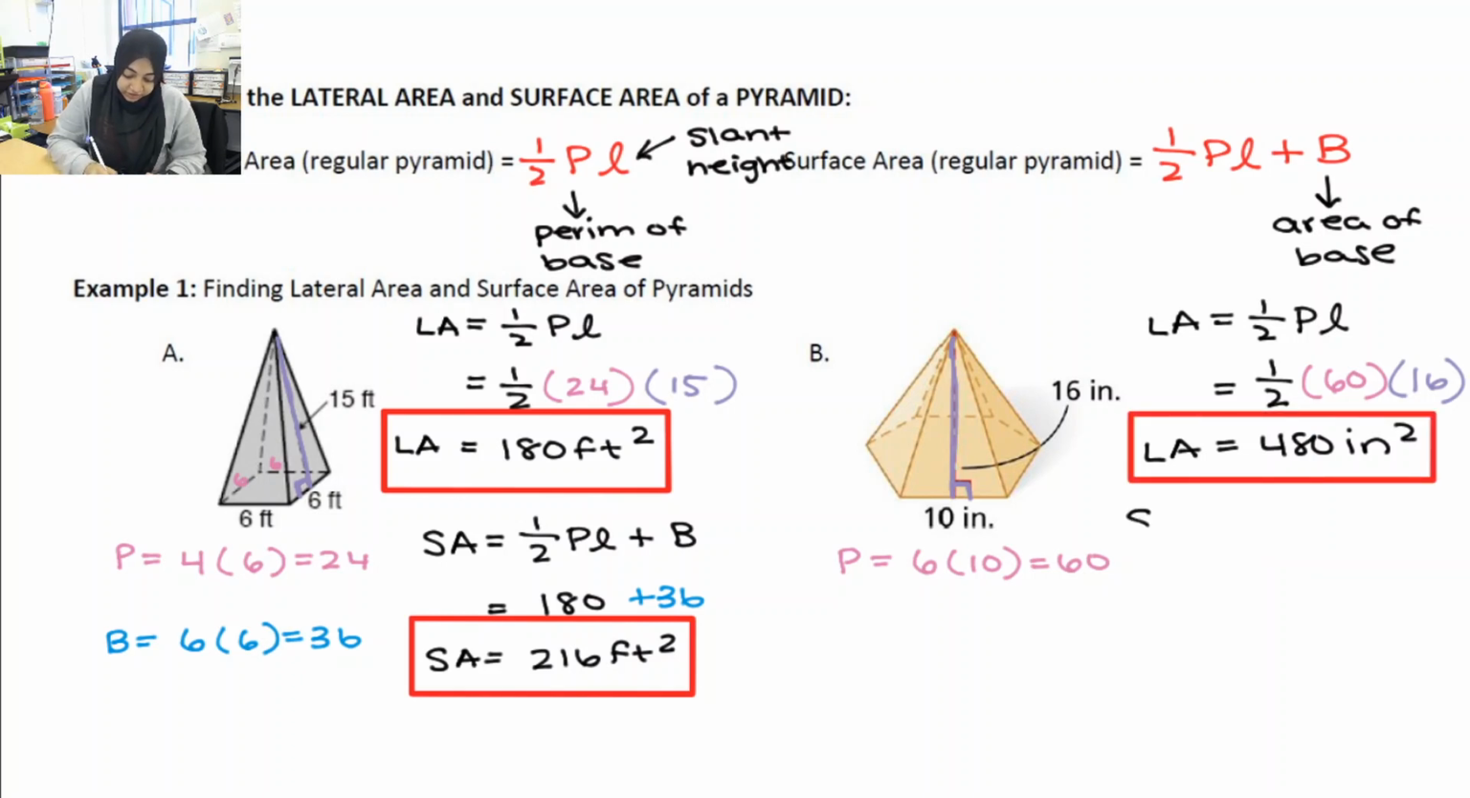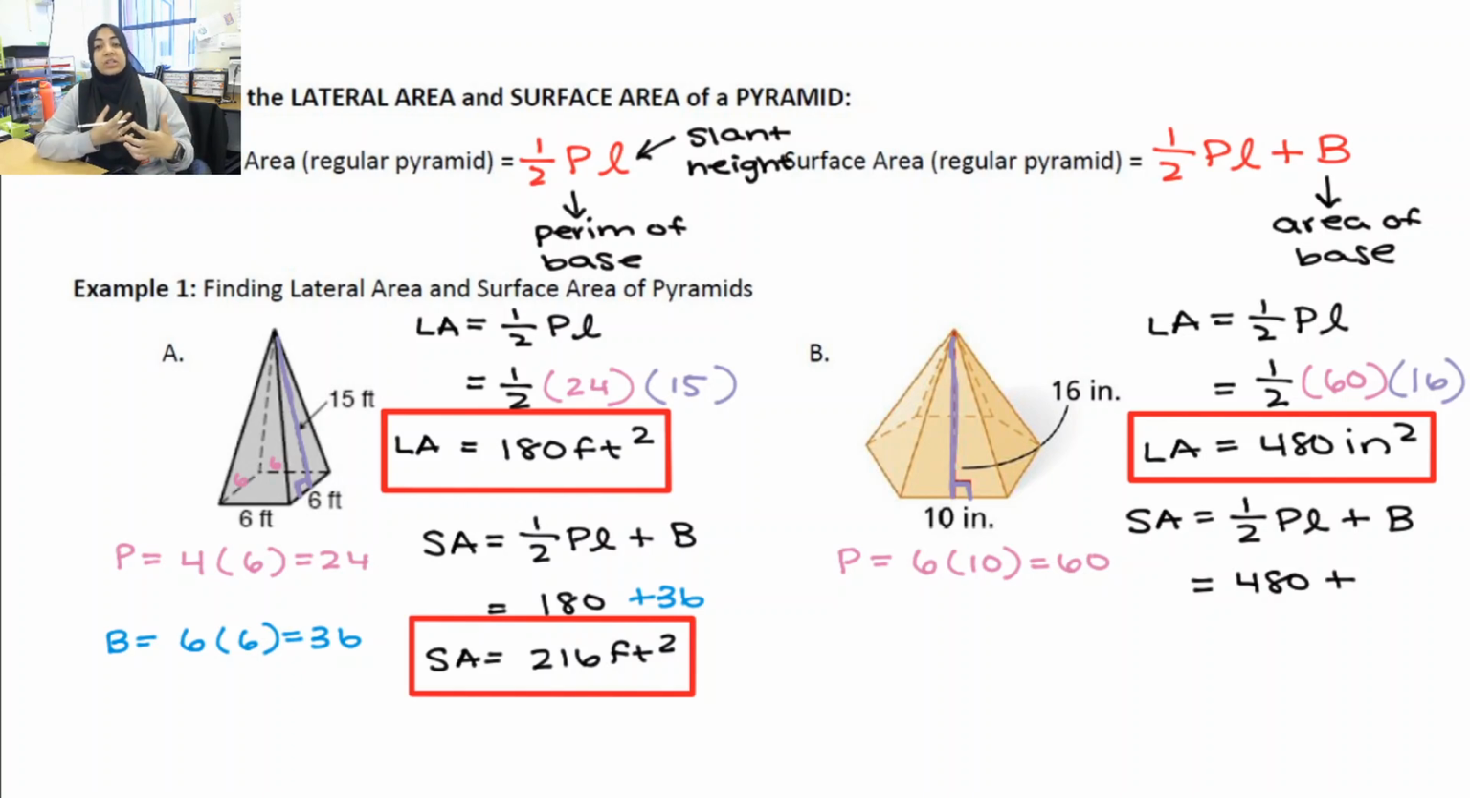To find my surface area, I'm going to take my lateral area and add on the area of the base. The area of the base is what's going to take me a little bit longer to find. So let's first say, okay, I know that my lateral area was 480 plus... Now to find the area of the base.